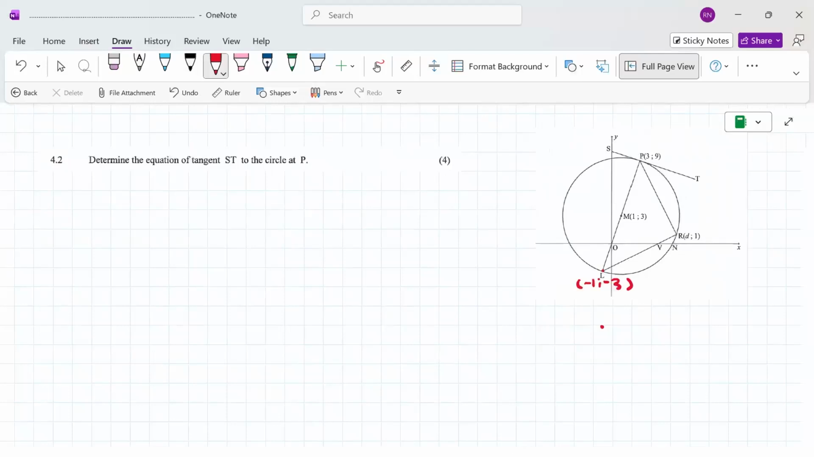Okay, we're asked for the equation of ST. ST is up here, right? And they said it's a tangent, right? What do we know about Euclidean and tangent?